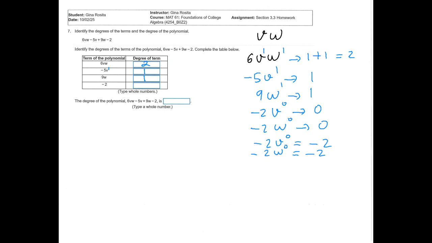Okay, now the degree of the polynomial, so we have to choose the greatest one. The greatest one is 2. So the answer is 2. Okay, remember, the degree of a term in one variable is the exponent of the variable. But the degree of a term with more than one variable is the sum of the exponents of the variables. Okay, so now go to number 8.